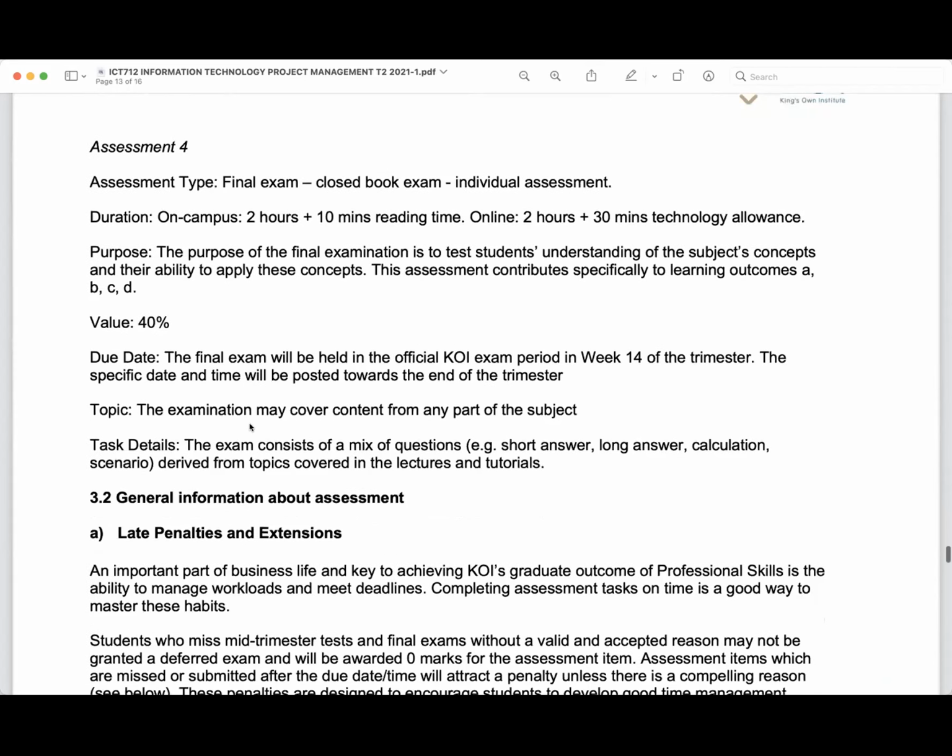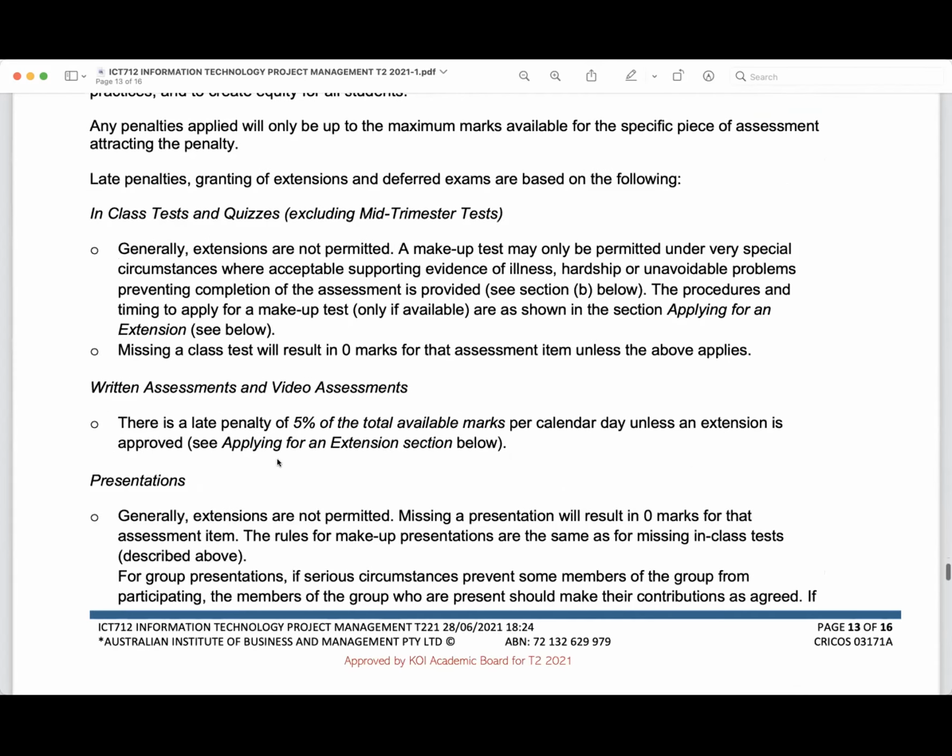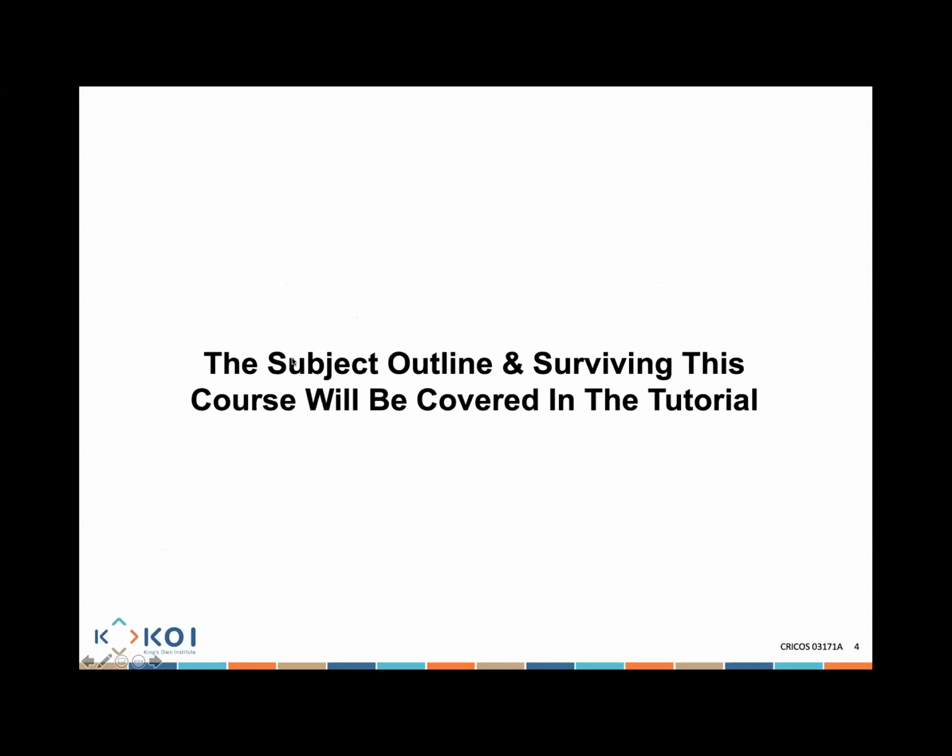All right, and then there's obviously the final exam we spoke about. One thing I need you to bear in mind here: there is a late penalty of 5% of the total available mark per calendar day, unless there's an extension that is approved for you. So please make sure you submit your work on time, and if unable to submit on time, apply for special consideration and make sure you have a very, very good reason for the extension to be approved.